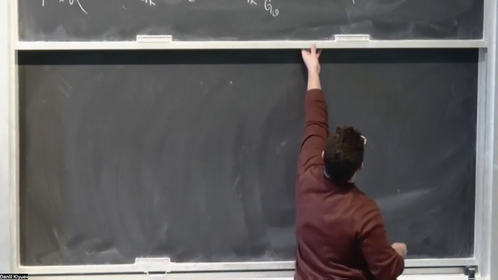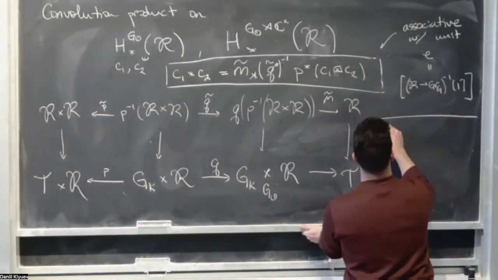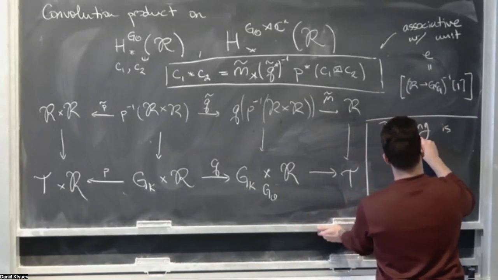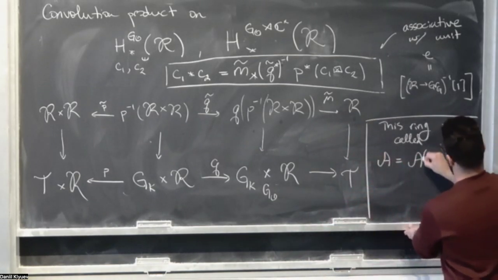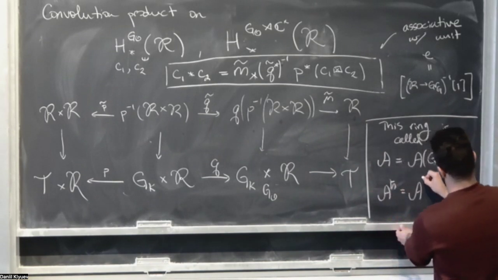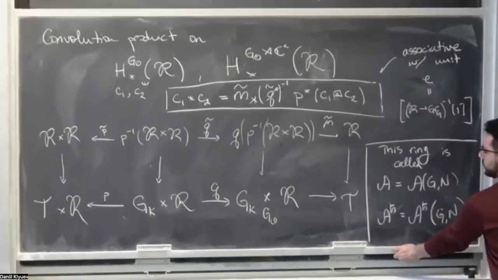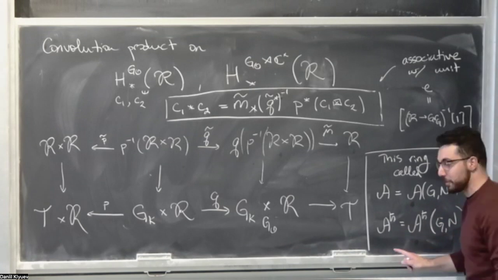And then, yeah, sorry. This ring is called A(G,N). And then the quantum one is A_ħ. In my talk, I'll basically only write this one and then sometimes say there's a quantum version, and either write the analog of the formula or not.